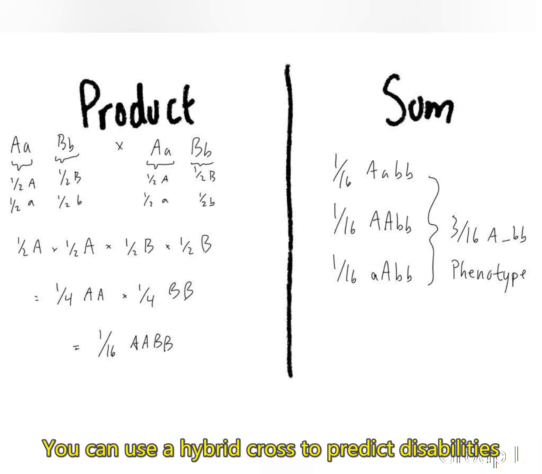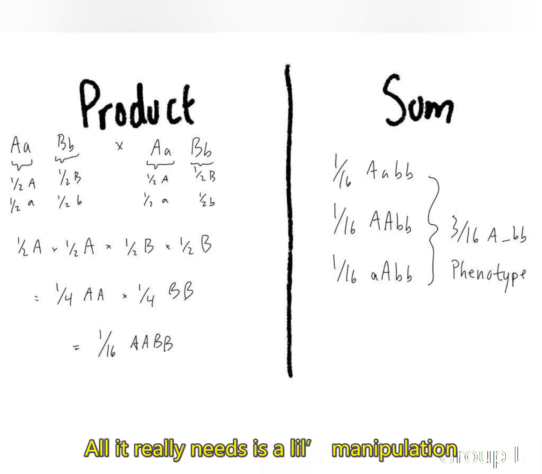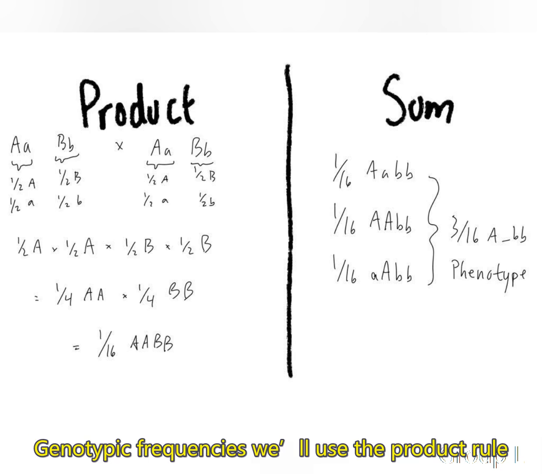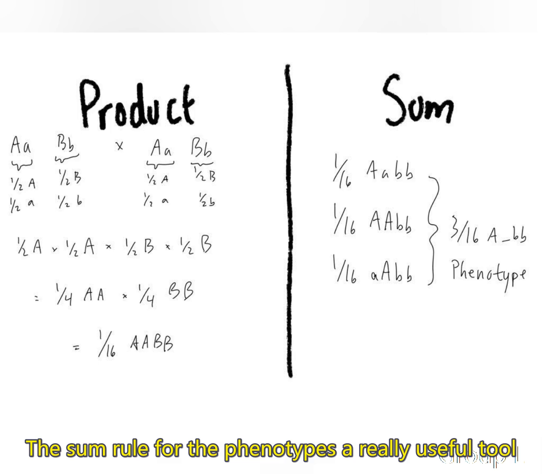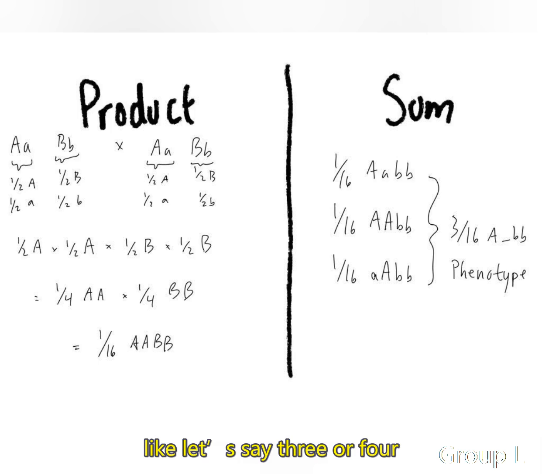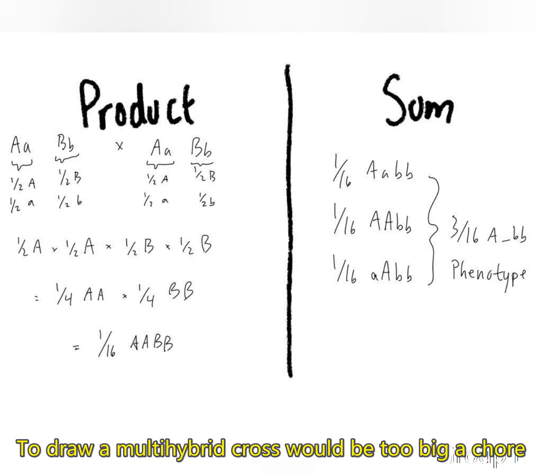You can use the hybrid cross to predict probabilities. All it really needs is a little manipulation. If you know the probabilities, then do the calculations. Genotypic frequencies will use the product rule. The sum rule for the phenotypes is a really useful tool, because when you've got a lot of genes, like let's say 3 or 4, to draw a multi-hybrid cross would be too big a chore.